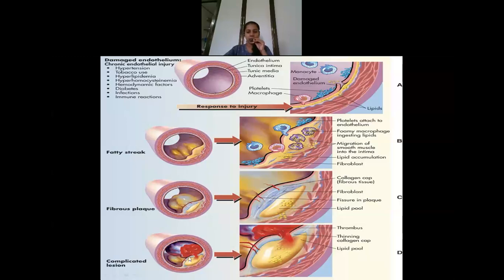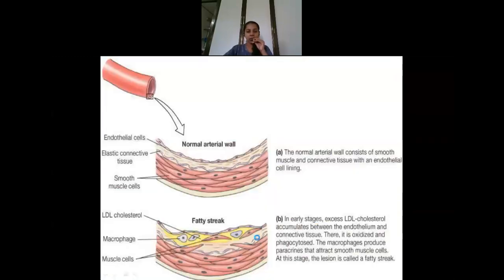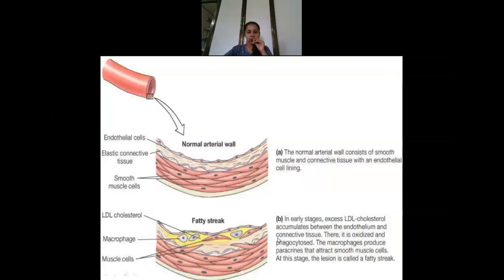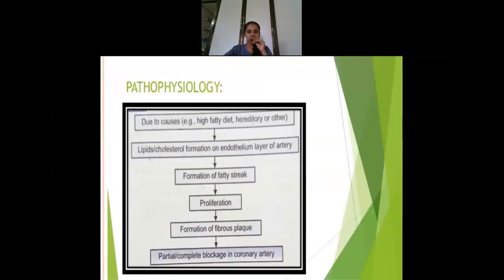Okay, next, in complicated lesion, you have to draw the thrombus. Okay, thrombus can be drawn. This is not required. Next, this is just the pathophysiology in the form of a flow chart. You can either write the stages, and if you write this pathophysiology also, you have to explain all the three stages. Okay, due to etiological causes, what will happen?